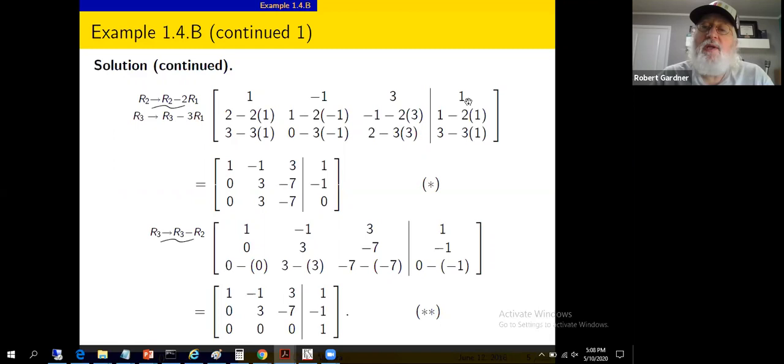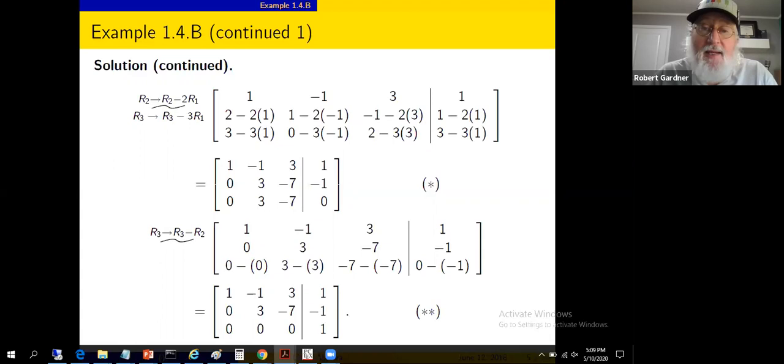Row 2 was, and the information's here. These things are hard to typeset and be readable and fit all on a single slide. Row 2 was 2, 1, negative 1, 1. From that, we're subtracting 2 times the corresponding entry in row 1. Previous entry minus 2 times that entry, and so on. You get the picture. And when we simplify that second row, sure enough, we get a 0 there.